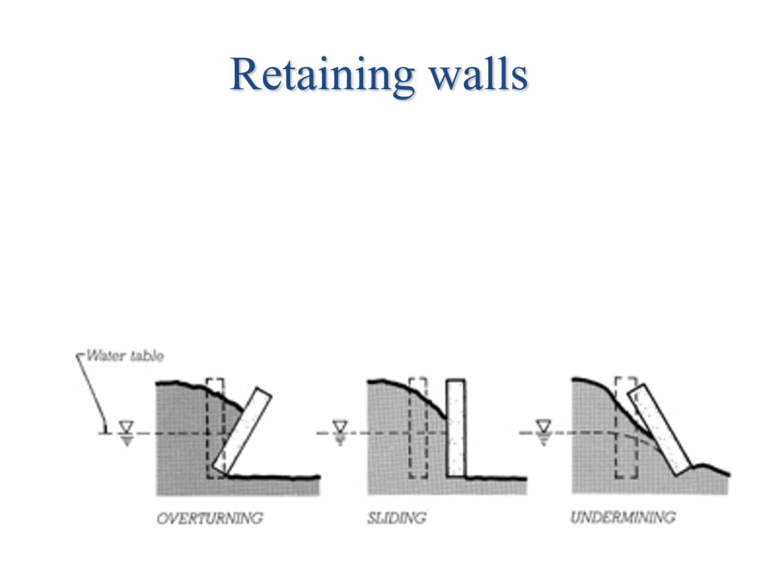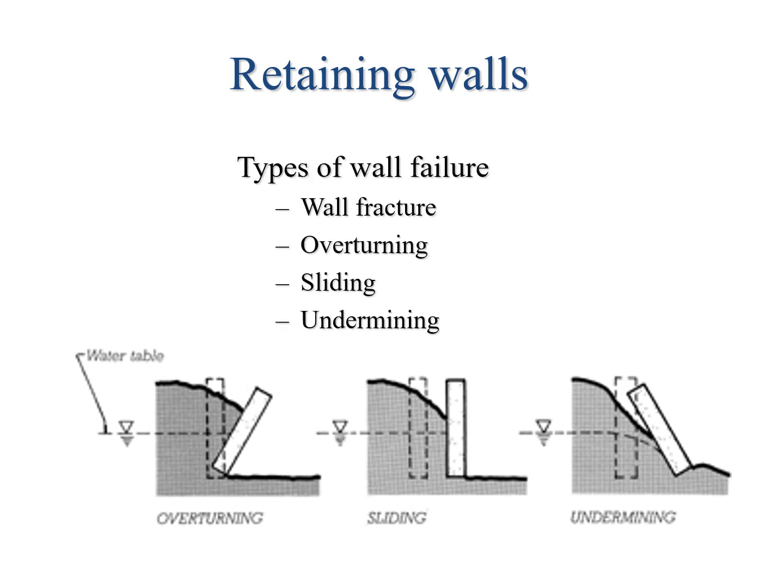Retaining walls. Here are the items we don't want to have: the overturning, or sliding, or the undermining. Any of those three to happen. So we do certain things here, and we're going to look at some of the other terms used here for retaining walls, which is wall fracture, overturning, sliding, and undermining. Again, let's look at some of the preventive methods.